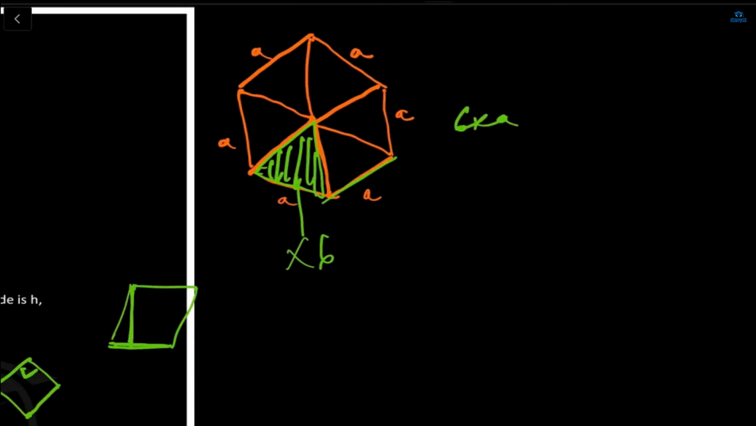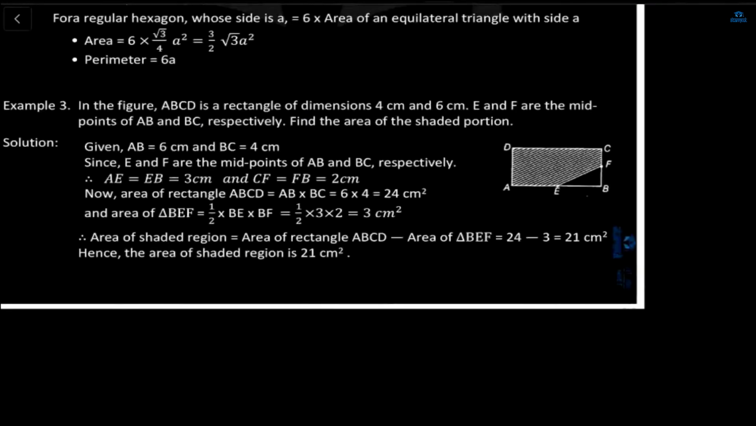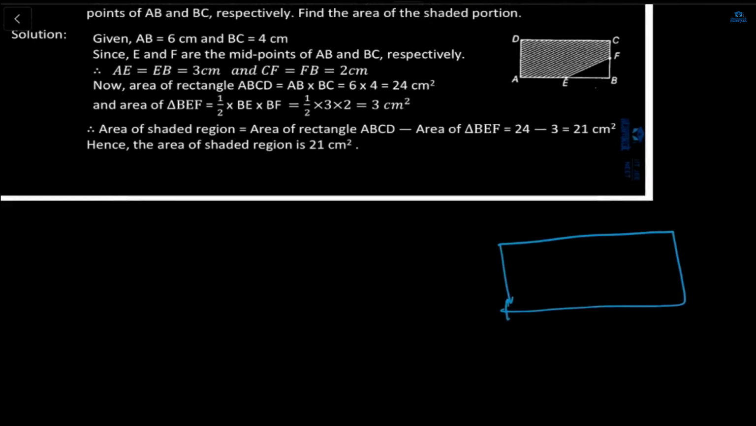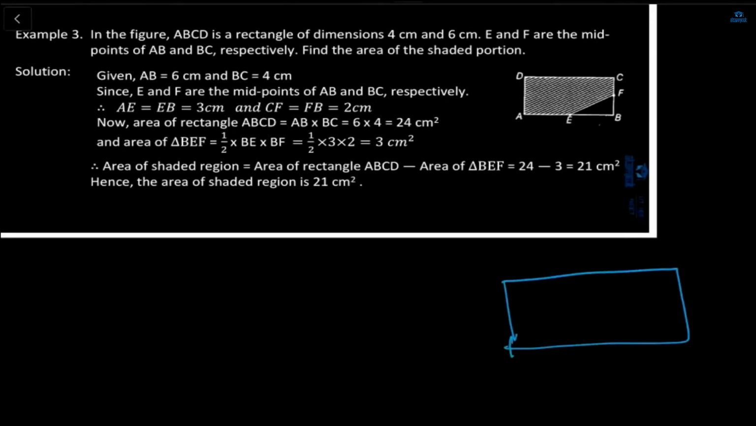Okay, understood? Now let's see a problem here. In a given figure, I'm just copying this question. In the figure, ABCD is a rectangle. We already know the area and perimeter of a rectangle. So we are having a rectangle of 6 centimeter and 4 centimeter.